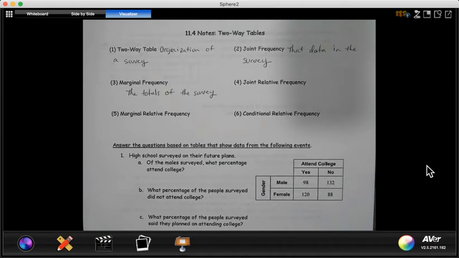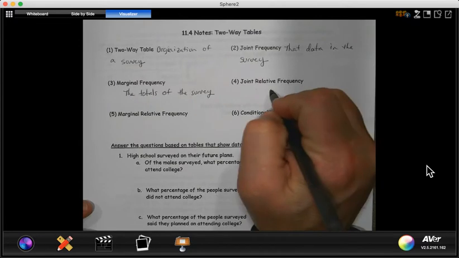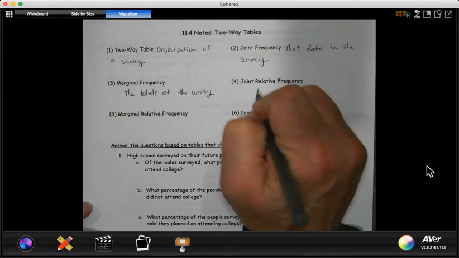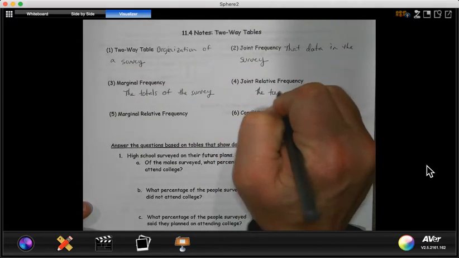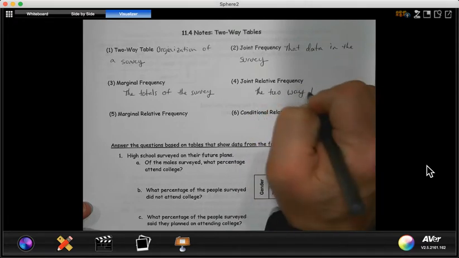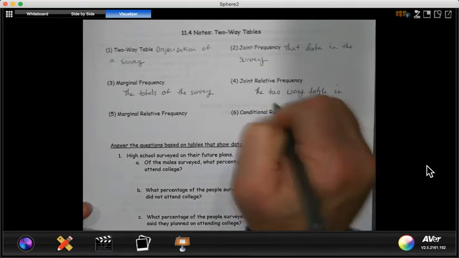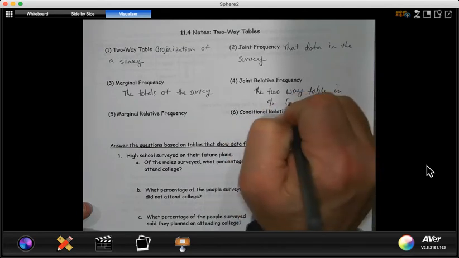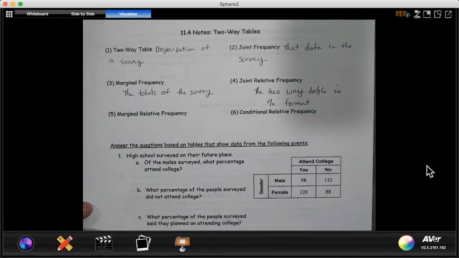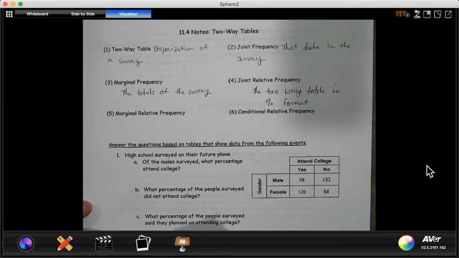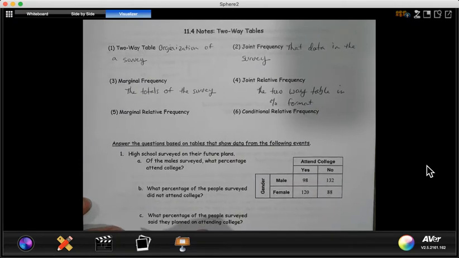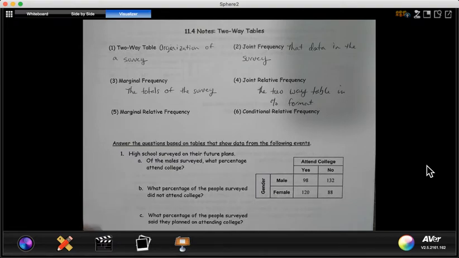I don't know if we're going to be able to do any of what's called relative frequency. So I'll just give you the definition, since I didn't see any in the homework and I don't see any in the notes. Relative frequency just means it's the two-way table in percentage format. I know we do it in Algebra 2B, so when we reteach you two-way tables in Algebra 2B, we'll cover the relative part, okay?